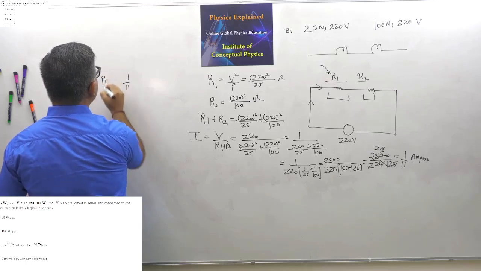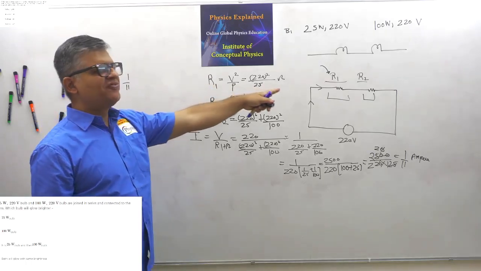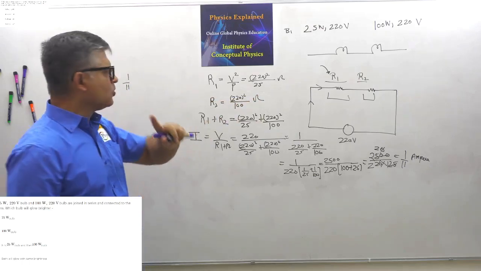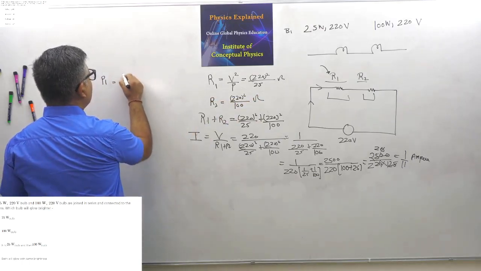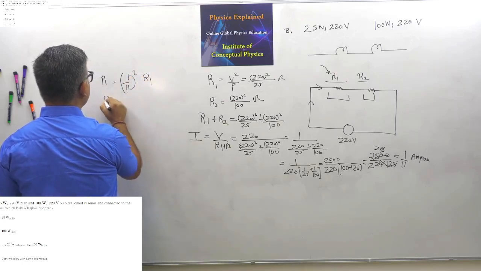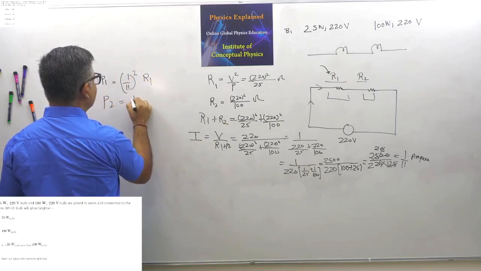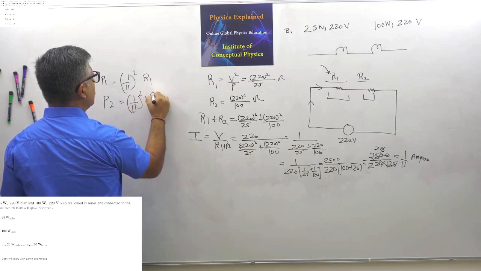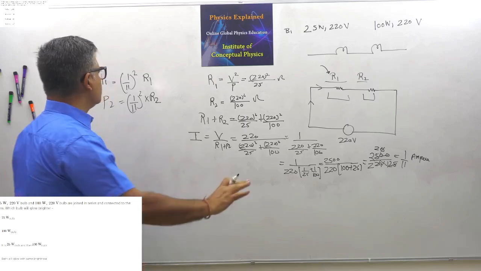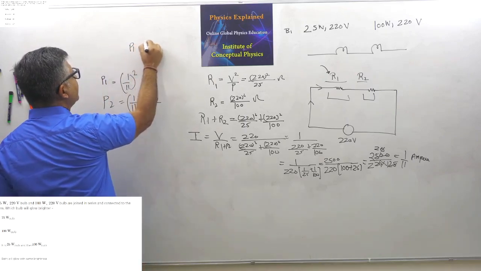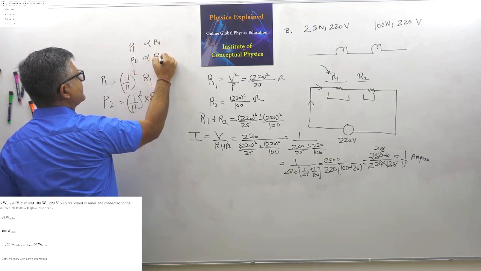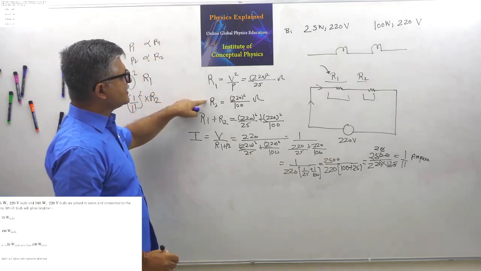So I'm seeing the power being given to the first bulb, which will be I square R1, right? So I'm writing I square R1. The second bulb will have 1 by 11 square into R2. Now, that means it boils down to what? It boils down to the fact that power in a series circuit is proportional to the resistance, right?